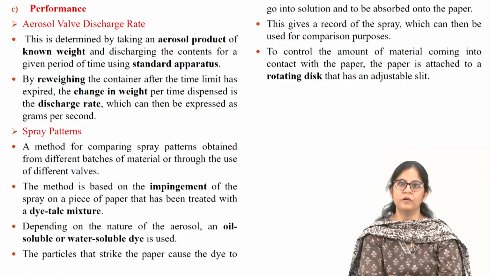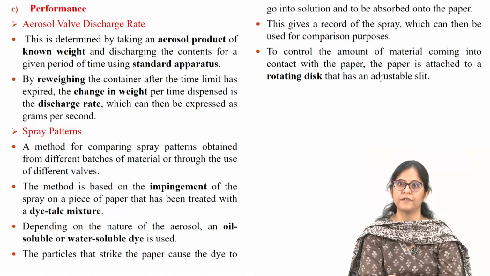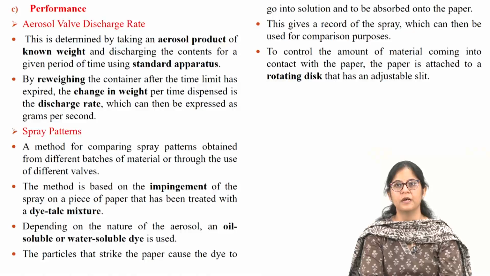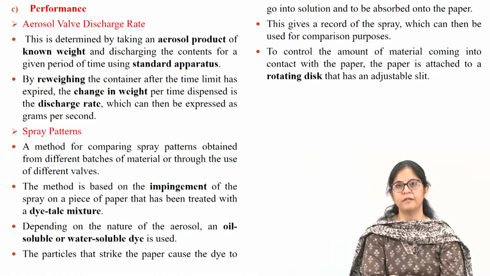The aerosol valve discharge rates can be determined by taking an aerosol product of known weight and discharging the contents for a given period of time using standard apparatus. By reweighing the container after the time limit has expired, the change in weight per time dispensed is the discharge rate, which can be expressed as grams per second.